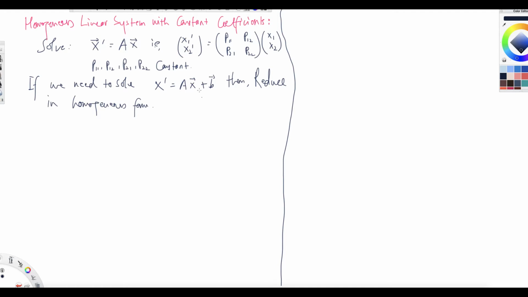I used to have a g there, but it's the same thing. So A is P11, P12, P21, P22, and B, previously it was vector G, was G1 and G2. So we will be focusing on the pair of differential equations where all these P11, P12, P21, P22 are constant, as well as the vector G1 and G2, that vector B actually, it is also constant.